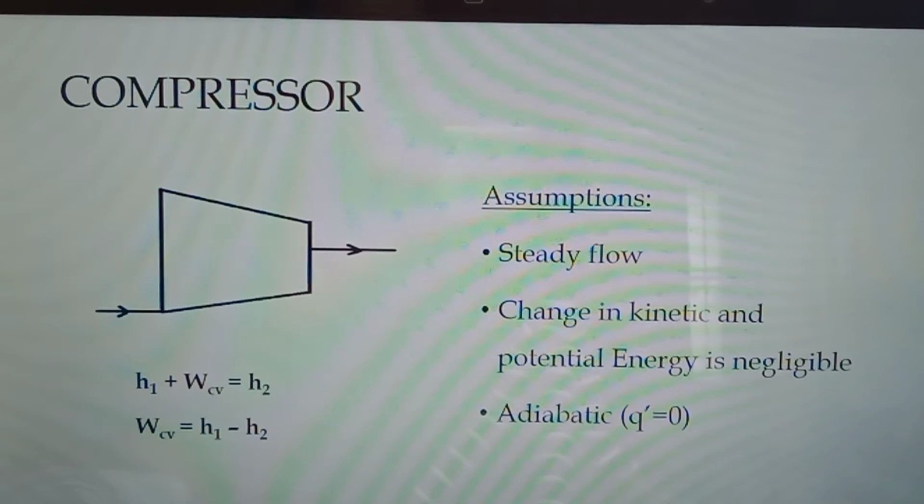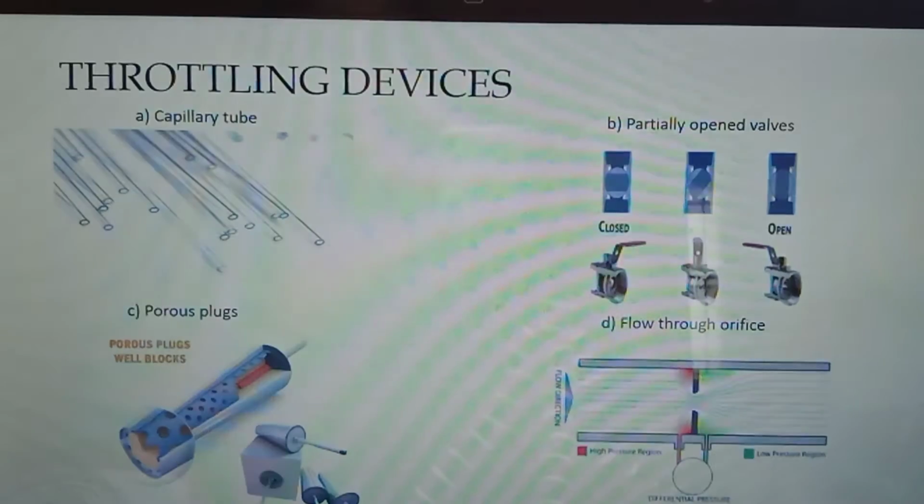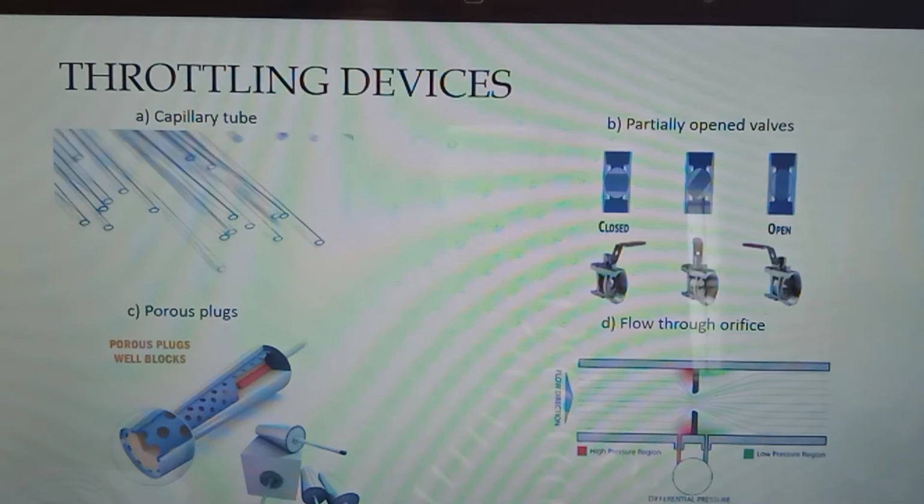Then the fifth steady state device here is the throttling device. So here are some of the examples I have mentioned for the throttling devices. The first one is a capillary tube, the second one is a partially opened valve, the third one is a porous plug, and the fourth one is the flow through a constriction or a small orifice.